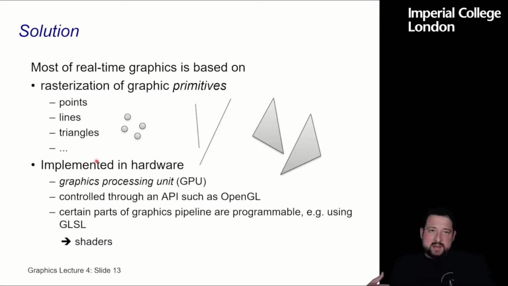So the GPU itself, and also part of the CPU, if you have something to render, is controlled through an API like OpenGL. And certain parts of that graphics pipeline can be programmable. For example, using OpenGL, you would use GLSL, the OpenGL Shading Language, with which you build, historically, so-called shaders, small programs that define how your object is shaded. This is part of your graphics API.